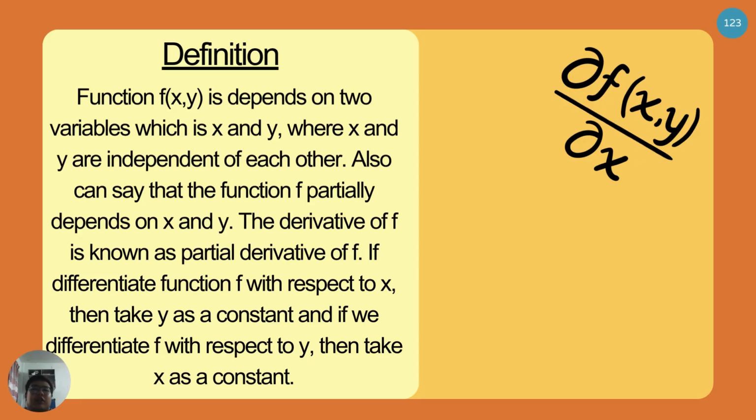The definition: function f(x,y) depends on two variables, x and y, where x and y are independent of each other. We can also say that the function f partially depends on x and y, so the derivative of f can also be known as the partial derivative of f. If we differentiate f with respect to x, we take y as a constant. But if we differentiate f with respect to y, we take x as a constant.